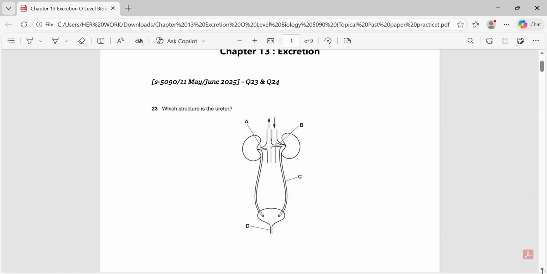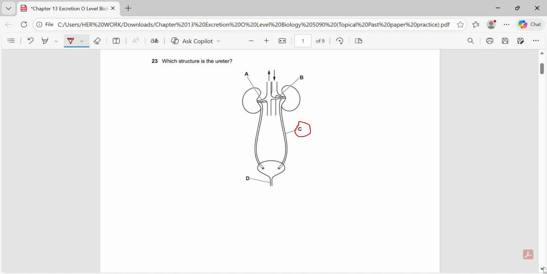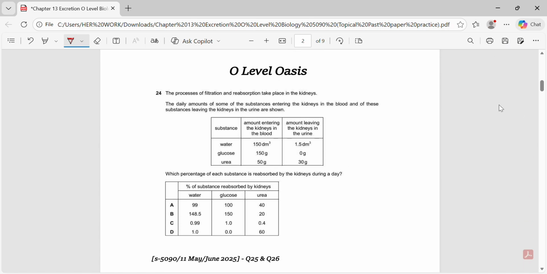In this MCQ they ask, which structure is the ureter? Now, here is a diagram, and you can see that out of all the given options, the answer is structure C, which is the ureter. So, C is the correct answer. Now, moving on to the next question.